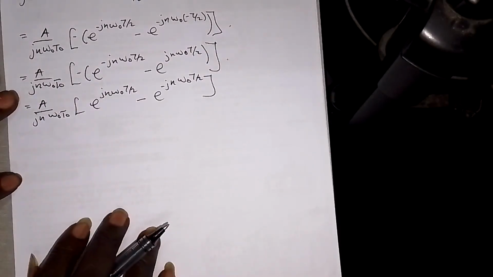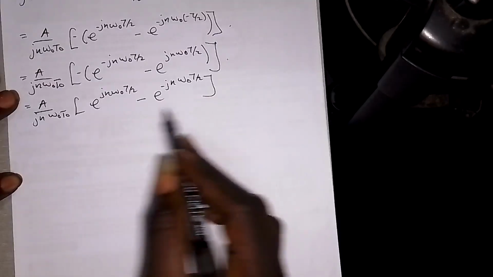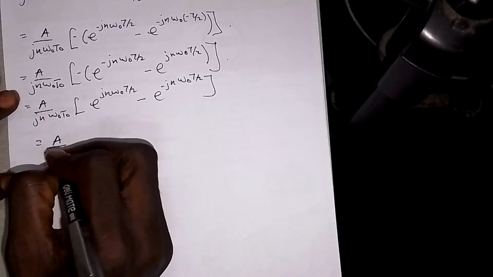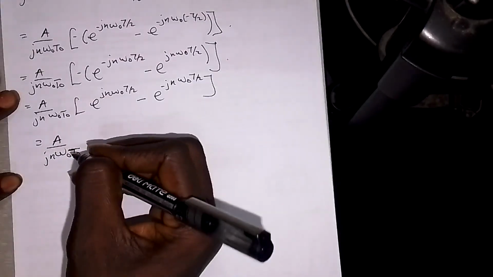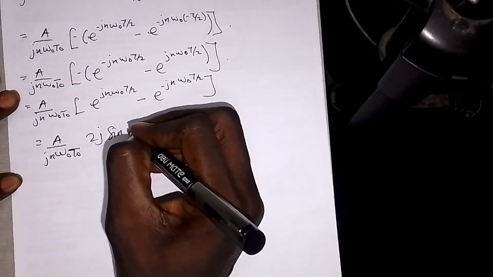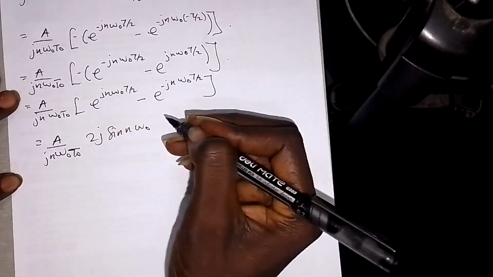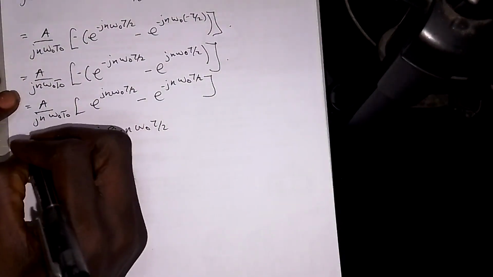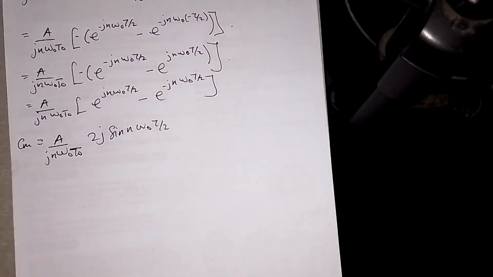So if you are proceeding, then from this particular function that I have here, I'm going to have A over Jn omega naught tau t naught, into 2j sine n omega naught tau on 2. Okay, so this is what I'm going to have for my Cm. This is going to be my Cm value.